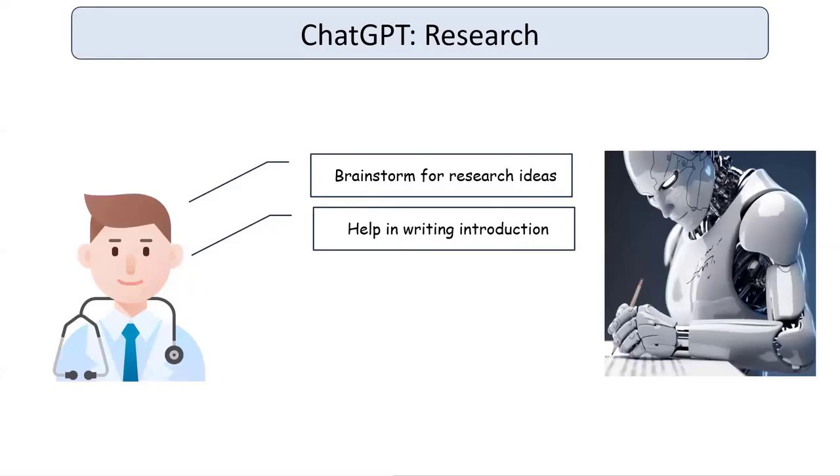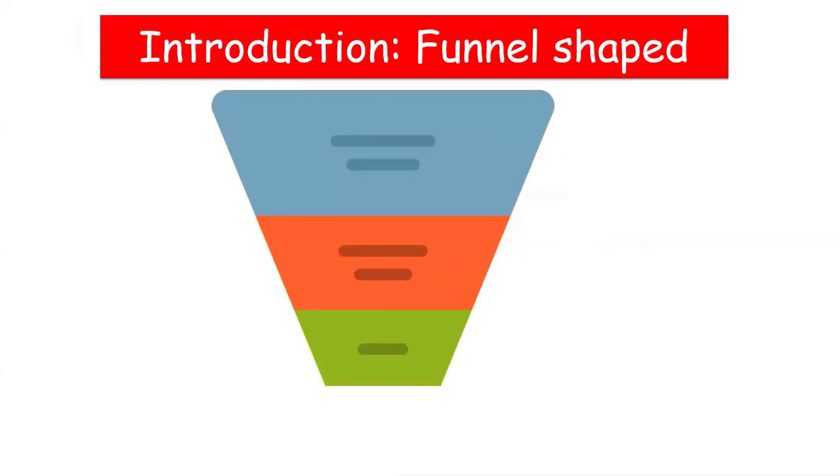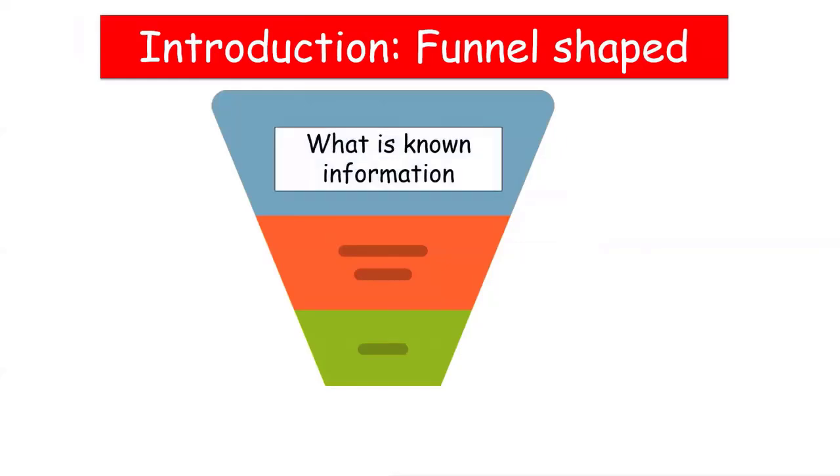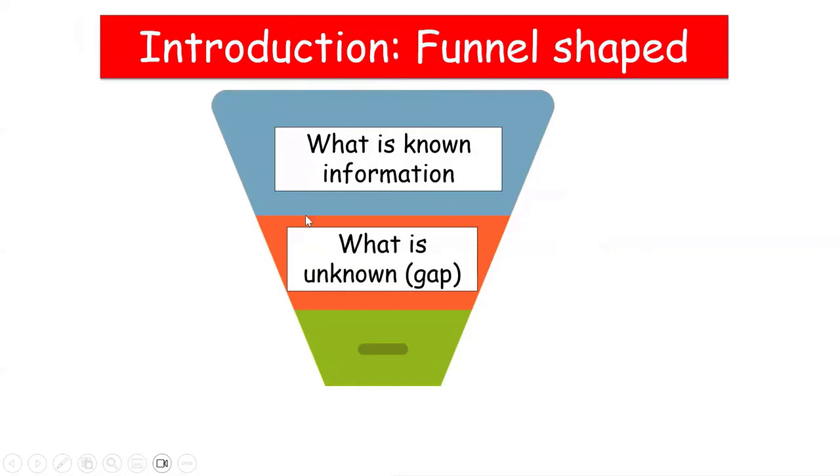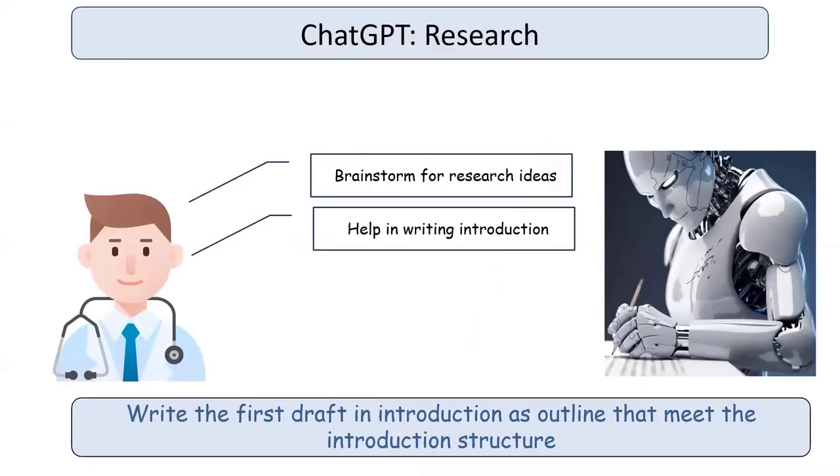How can ChatGPT help me in writing the introduction of my idea? First of all, how should the introduction ideally be written? The introduction starts with what is the known information about the subject. Then what is the unknown information about the subject, or the gap in the knowledge. The third part is the aim of the work. This is what's called the funnel-shaped introduction, for any introduction: what is known and what is unknown, then the aim or the objective of the study.